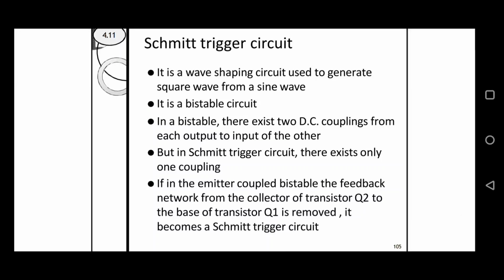Welcome to the video on Schmitt trigger circuit. It is a wave shaping circuit used to generate square wave from a sine wave. It is also called a bistable circuit.